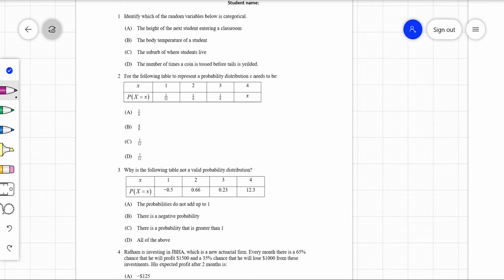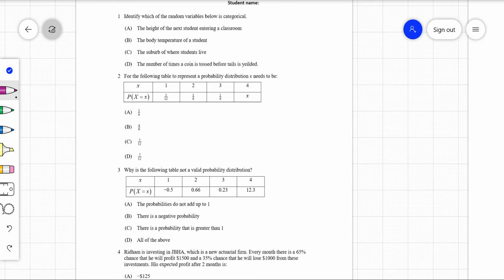Alright, so this is the chapter 13 quiz, probability distribution. Question 1, identify which of the random variables below is categorical. Height is a number. Body temperature is also a number, a measurement. Suburb, that's definitely going to be in categories. Number of times a coin lands is also a number. So we're looking at the suburb of where students live being categorical.